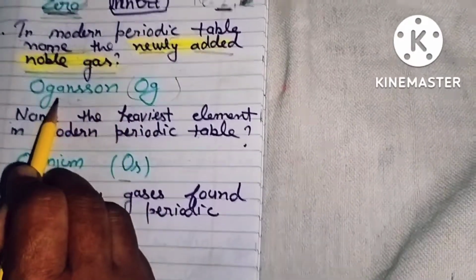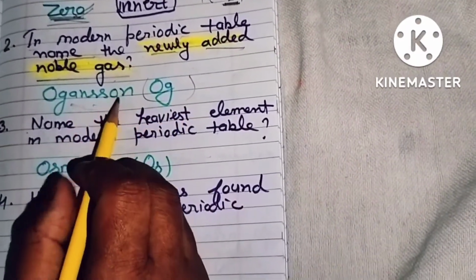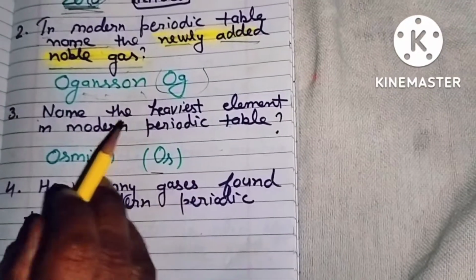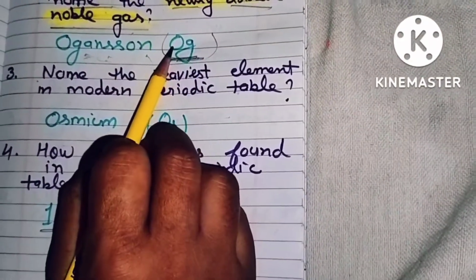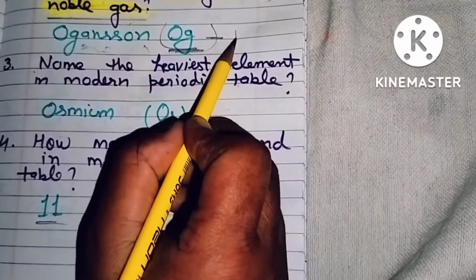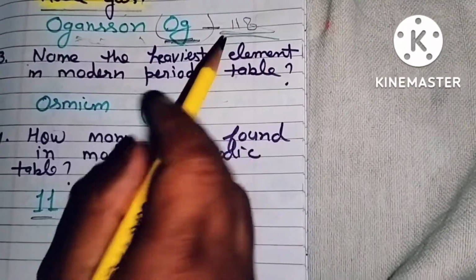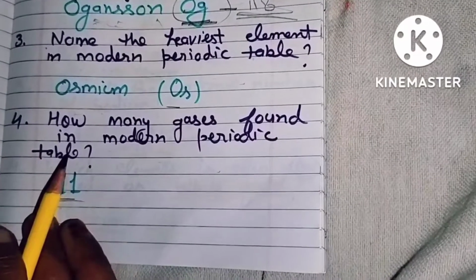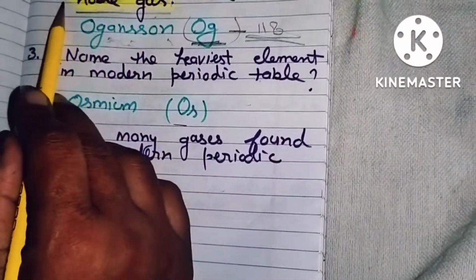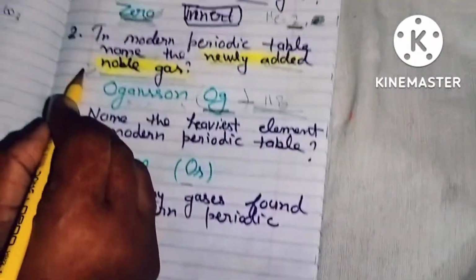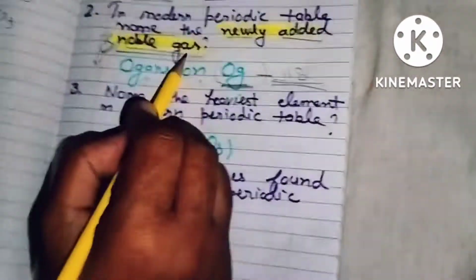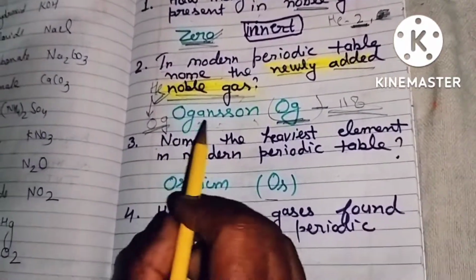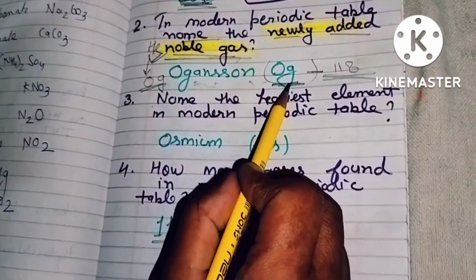Next, in the modern periodic table, name the newly added noble gas. Here new elements were discovered. This is oganesson, and the symbol is Og. It is element 118, the last element of the periodic table. It is a noble gas. The first noble gas is helium, and the last noble gas and last periodic element is oganesson, with the symbol Og.